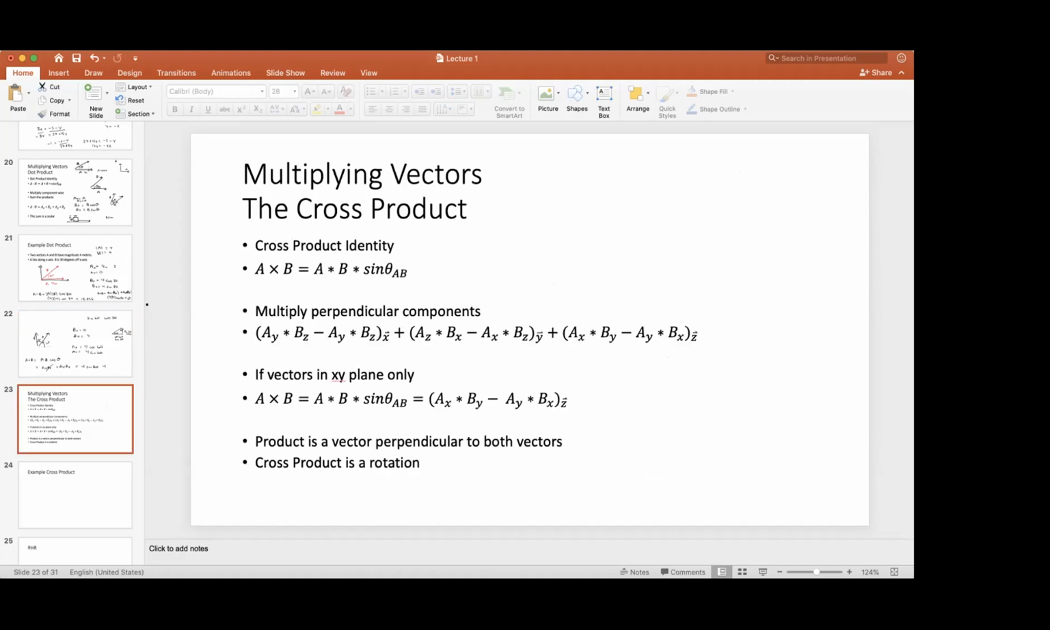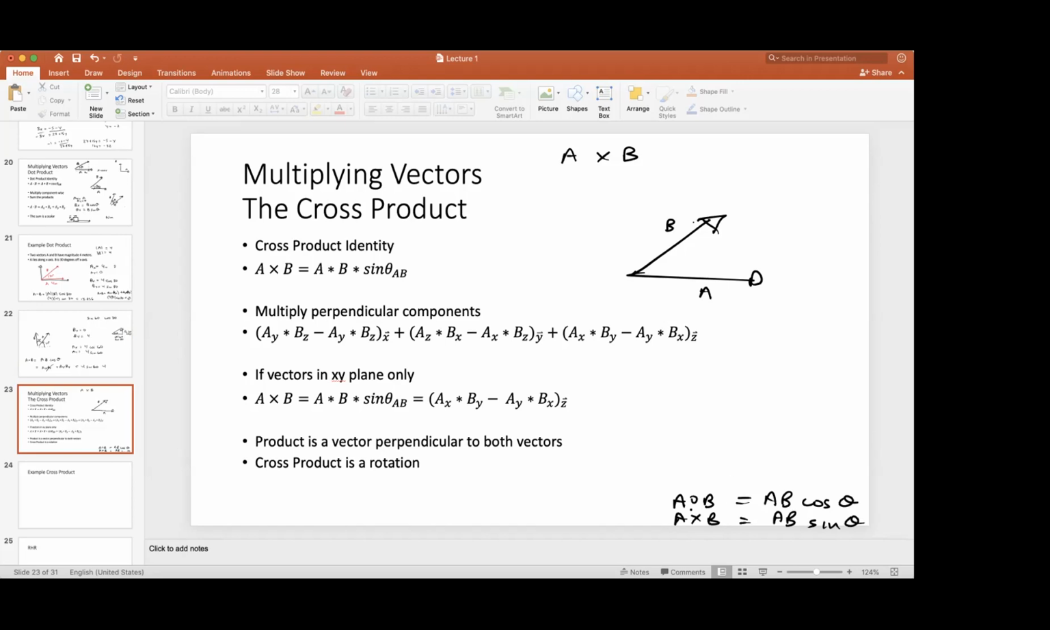Next up, we're almost done. We're getting there. Multiplying vectors, cross product. And so now what we have to talk about, and we're going to use those same two vectors, is something called a cross product. And in a cross product, what you do is you're actually causing rotation. Cross products are rotations. In a weird way, A dot B is AB cos. A cross B is AB sine.